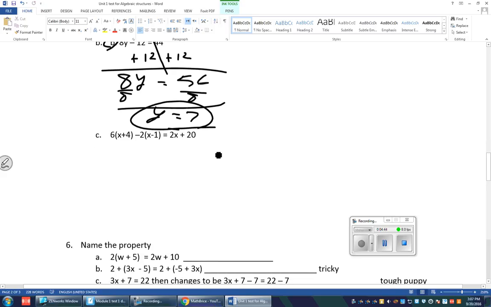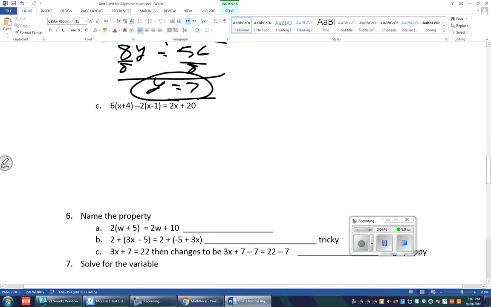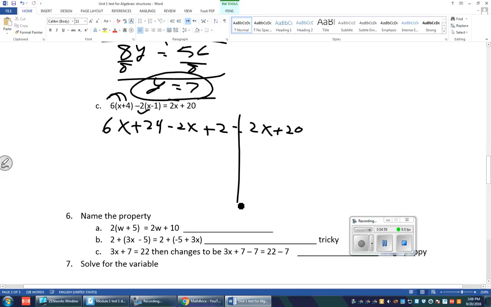Here, we have to do a lot more work. This is a nice question. You distribute: 6x plus 24 minus 2x plus 2 equals 2x plus 20. We draw the big line. Combine like terms on the same side.